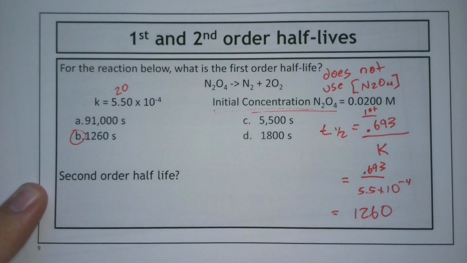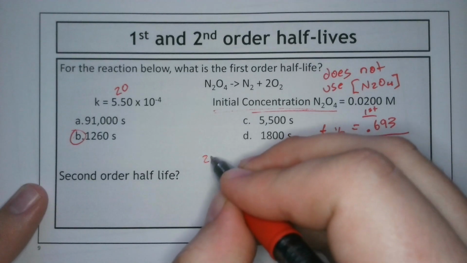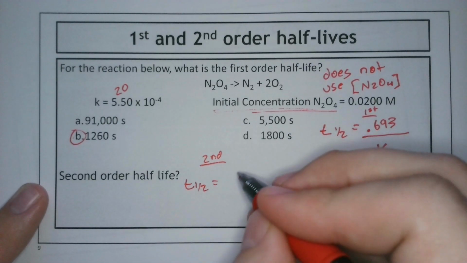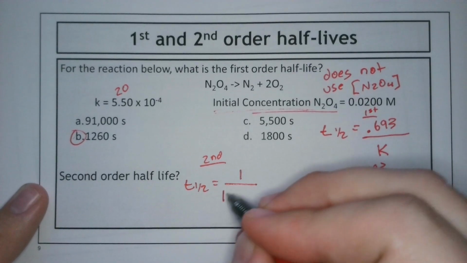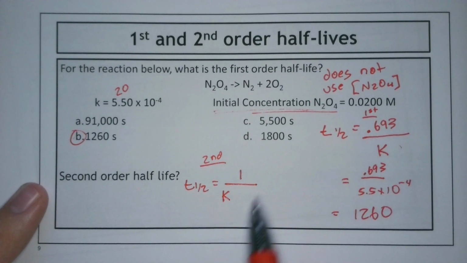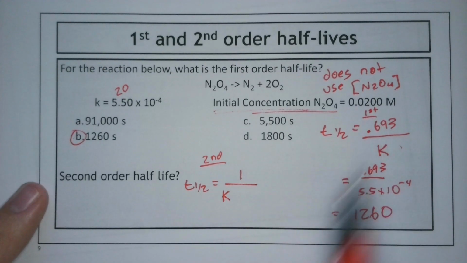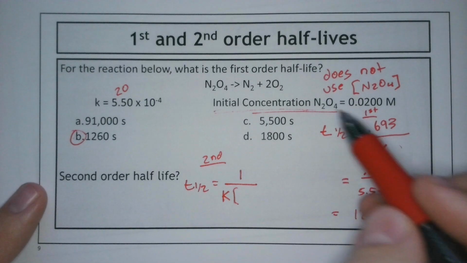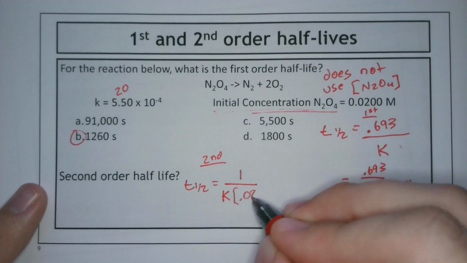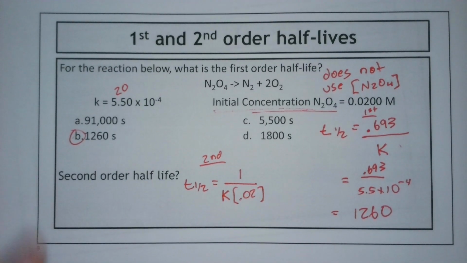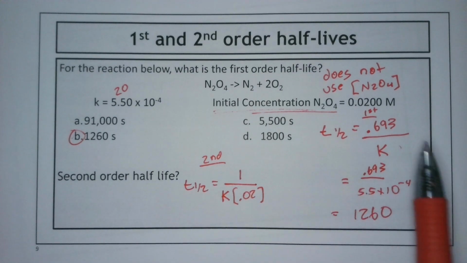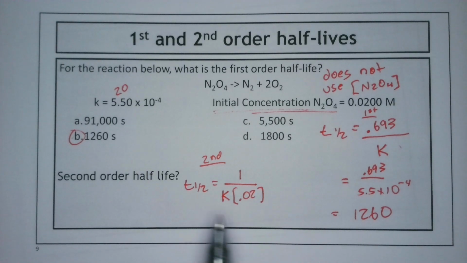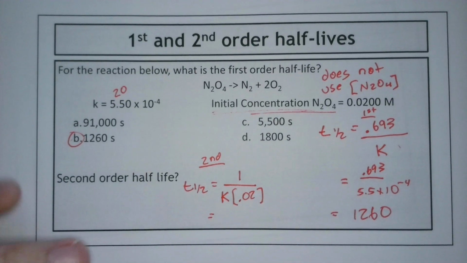Now the second order half-life has a second formula. It's very similar though. The time of a half-life is 1 divided by K. So it's a very similar start, except you use just 1 instead of the natural log of 2. K. And then your initial concentration of N2O4 does get used in this one. So this is the formula you would use. I just plugged in my initial concentration. I'll plug in my K, 5.5 times 10 to the minus 4th, and solve.